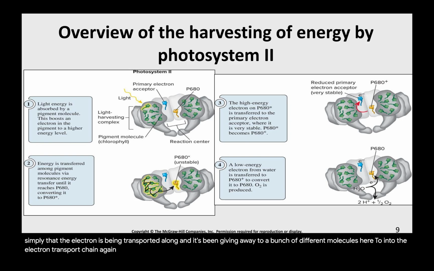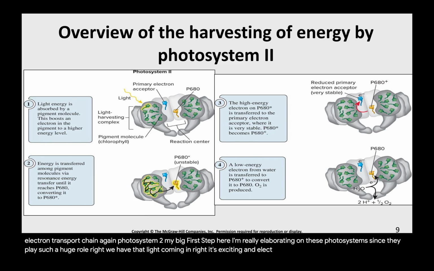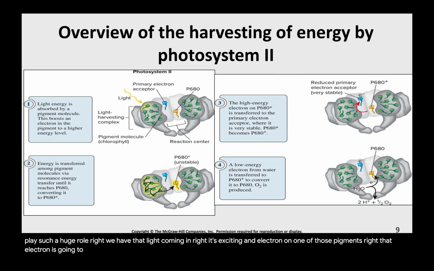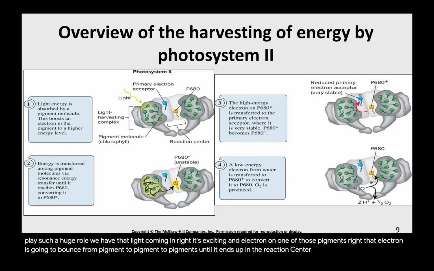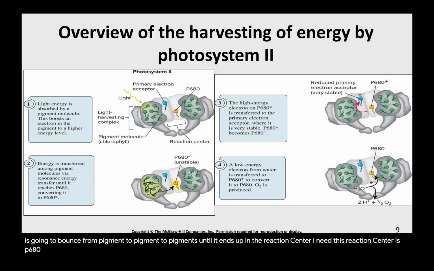Again, photosystem 2. Big first step here. I'm really elaborating on these photosystems since they play such a huge role. We have that light coming in, exciting an electron on one of those pigments. That electron is going to bounce from pigment to pigment to pigment until it ends up in the reaction center. This reaction center is P680 with that asterisk, meaning it's excited now.